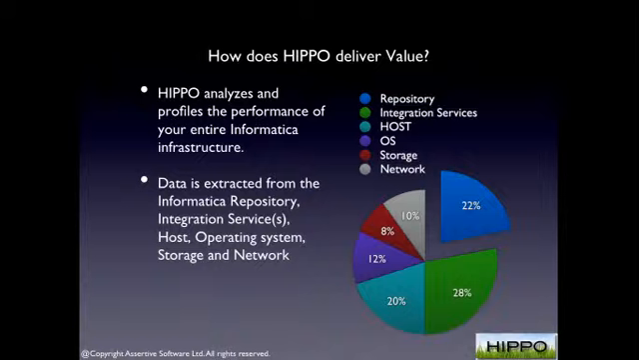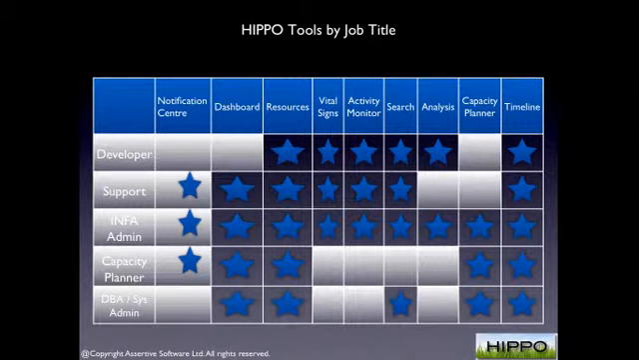Well, HIPPO analyses and profiles the performance of your entire Informatica infrastructure, extracts data from the Informatica repository, integration service, host operating system, storage and network. As you can see from the pie chart on the right hand side, only 22% of the information in HIPPO comes from the repository, 28% comes from the transitory metadata and the integration services, and the remaining 50% comes from across the infrastructure. HIPPO combines these sources of metadata together, correlates them and interprets them to give you a really unrivaled perspective on the performance of your Informatica environment.